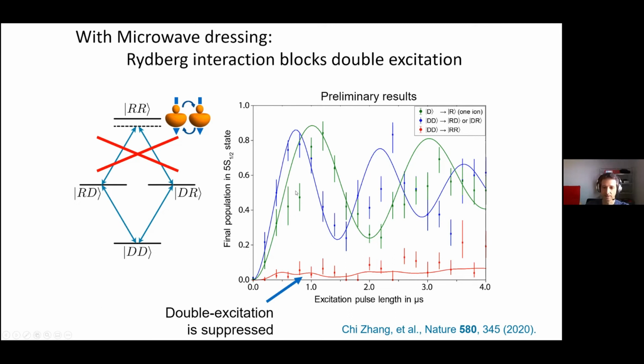On top of that, we see here that the blue curve is the same as the green curve, but a little bit faster, a square root of 2 faster actually than the green curve. And this is actually expected because we couple with this laser the equal superposition of Rd minus Dr, of one ion being excited to the Rydberg state, while Rd minus Dr is not coupled at all. It's due to the coupling of one versus the other that you expect a square root of 2 speed up of the Rabi frequency.